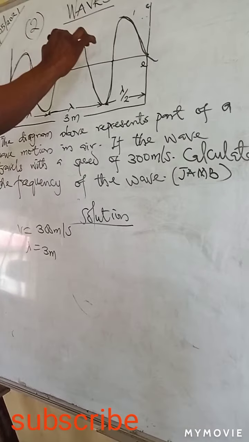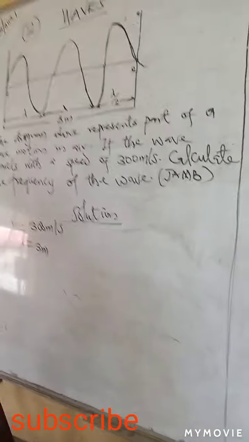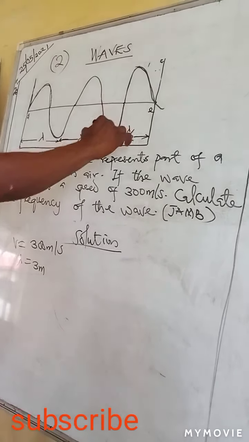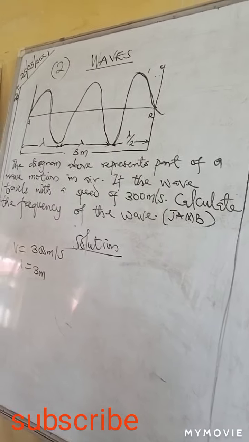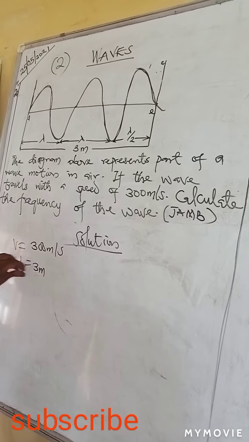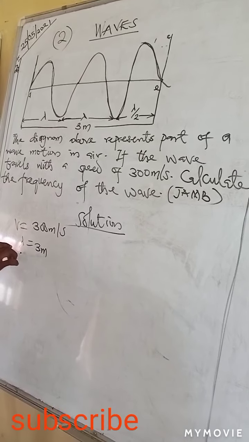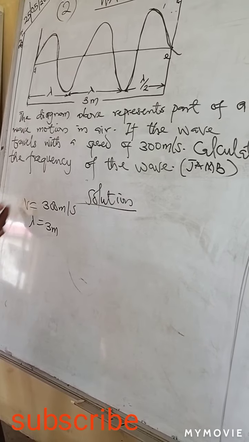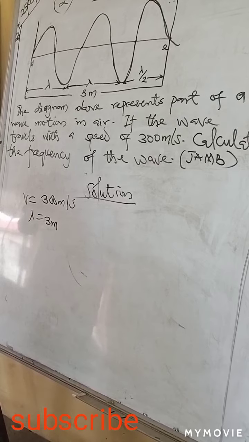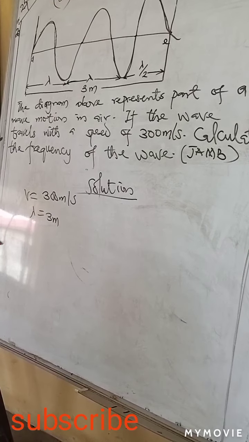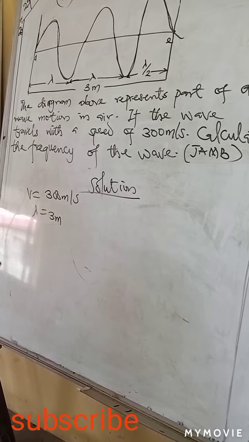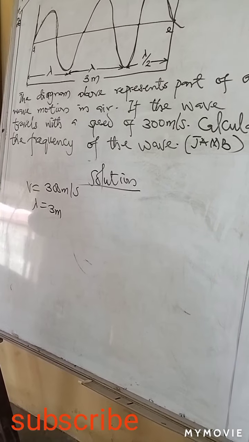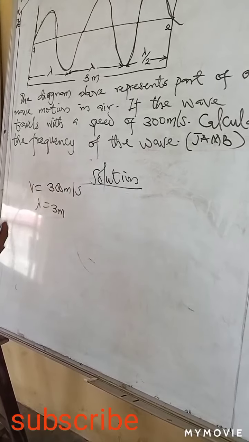From this crest to the other crest is given as wavelength. From this to this is given as wavelength over 2, which is telling us the same thing as the wavelength we have been given as 3 meters. In this case, it's as if we are having 2 wavelengths, so you have to relate the 2 wavelengths together. How can we relate them? By equating the 2 wavelengths to each other.